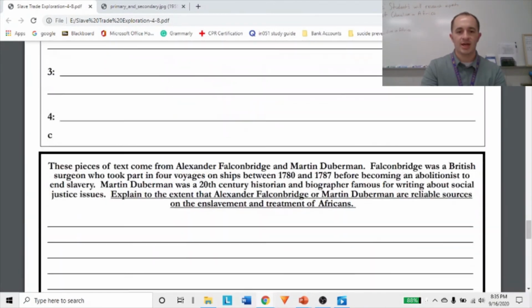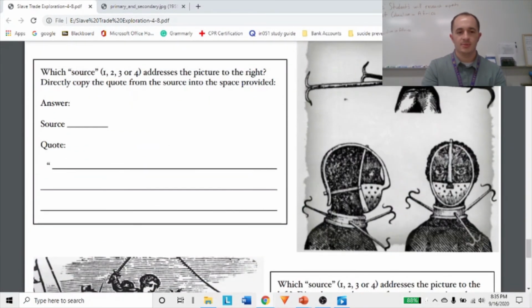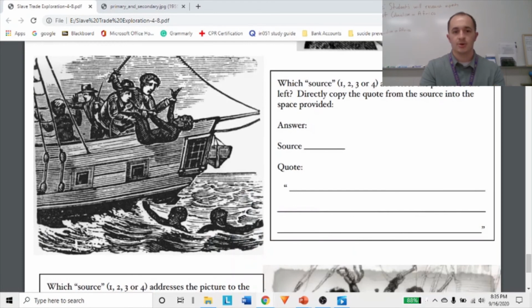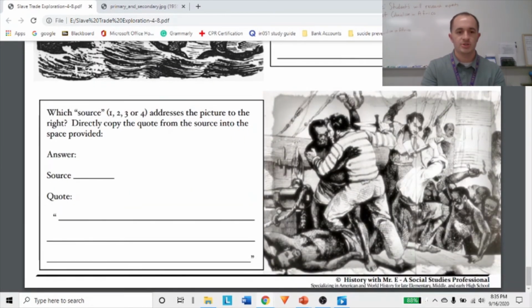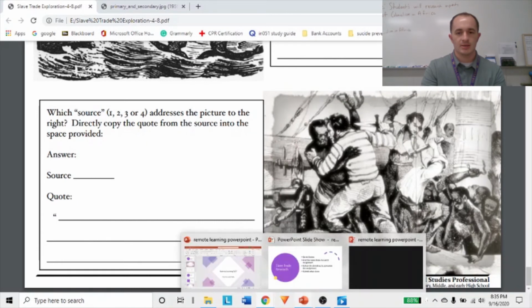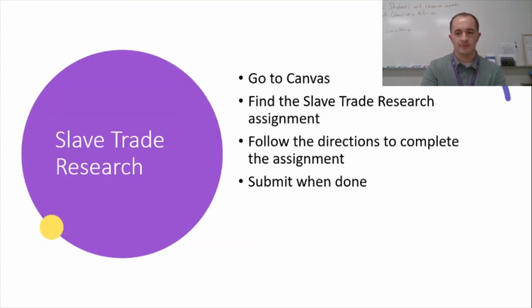And so we're going to do that for the 3 images that they have. So we're going to figure out which source best addresses the picture that they put to the right or the left of our text boxes. Once we have done that, we can go ahead and submit it on Canvas so that we can get a grade for it.